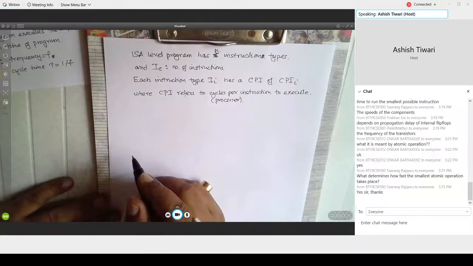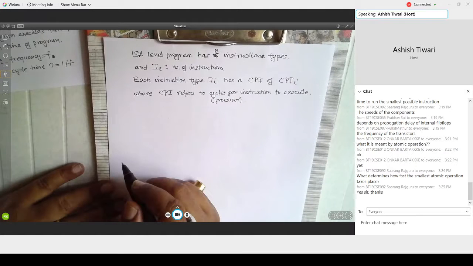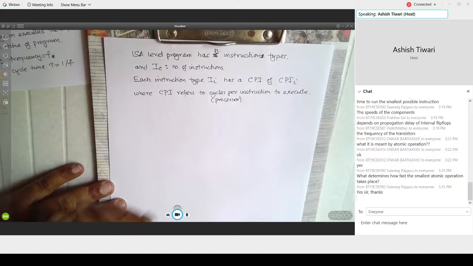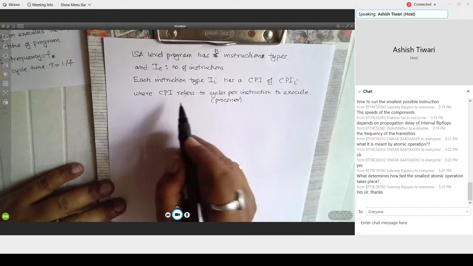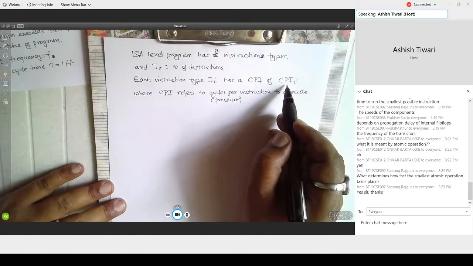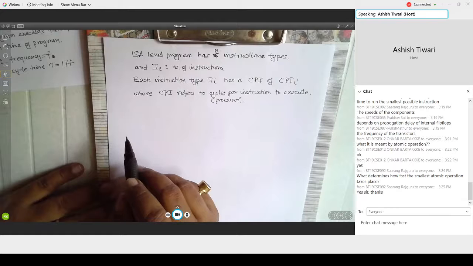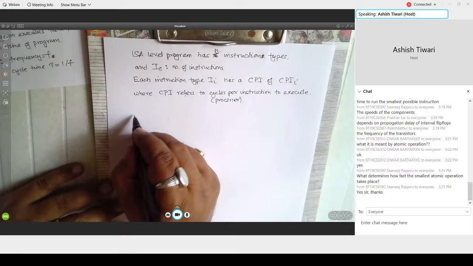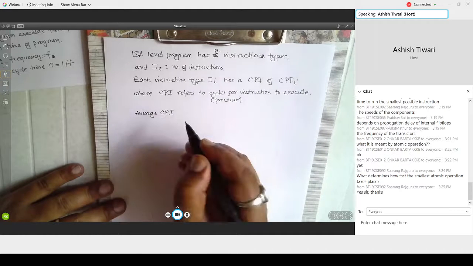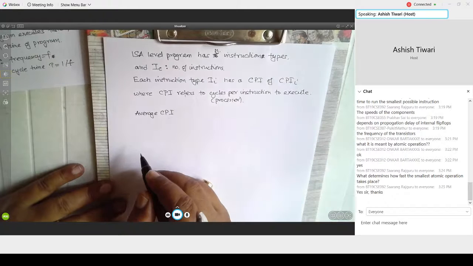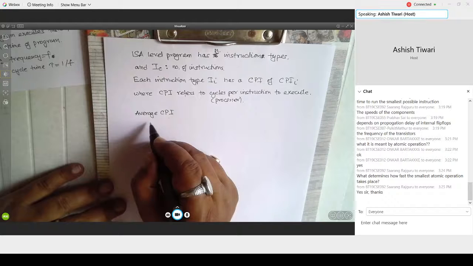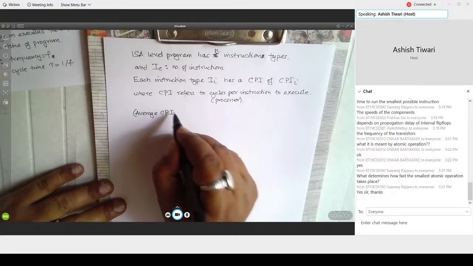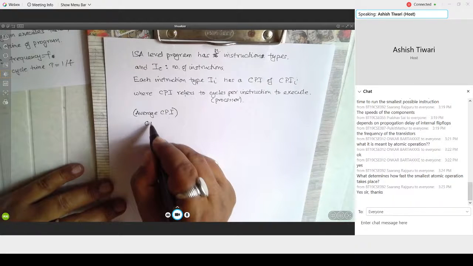So okay, if you understand this, I know the CPI of every instruction, right? So I can derive something called the average CPI. I can derive an average value of CPI, right? So it is called average CPI. So let us call it just CPI.